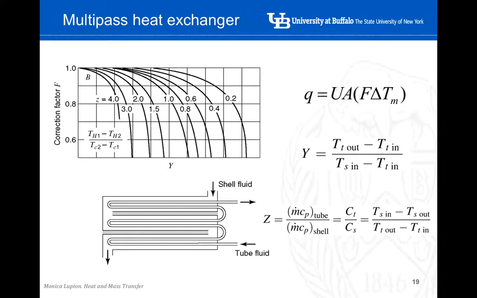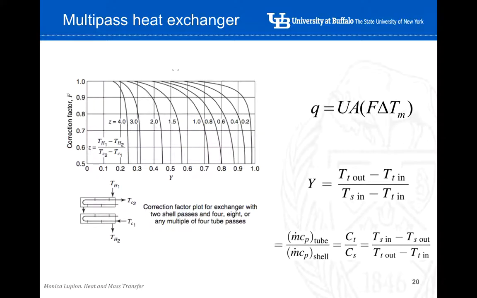As I mentioned, different geometries correspond to different graphs. You have 4, I believe, in your textbook, and there is a diagram in every chart, so you can easily identify what geometry it corresponds to. This is, for instance, a heat exchanger with 2 shell passes and either 4, 8, or any multiple of 4 tube passes.